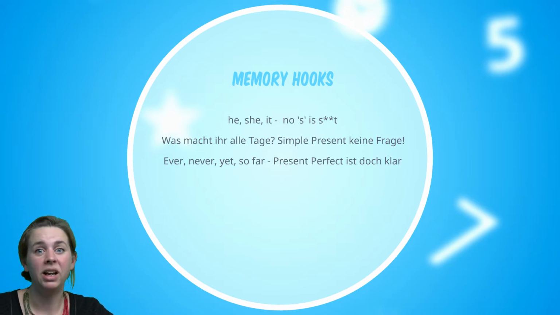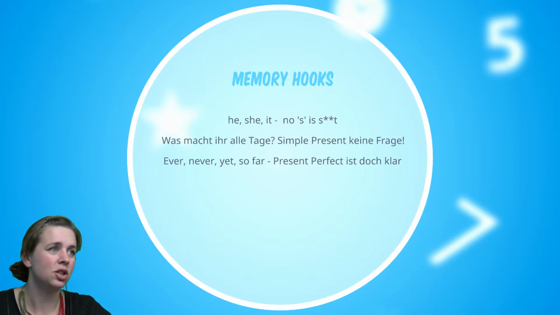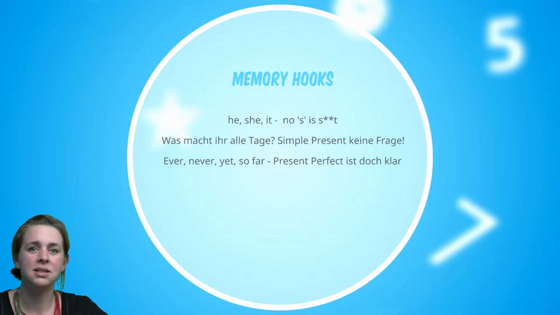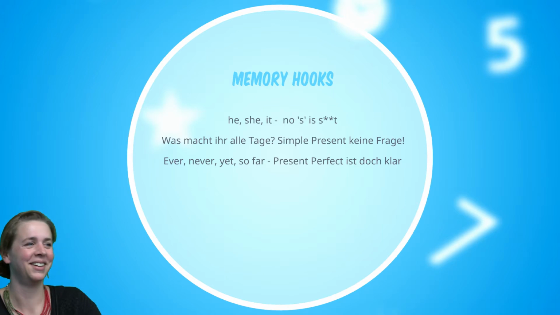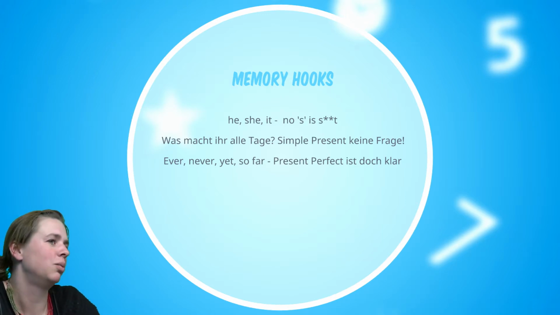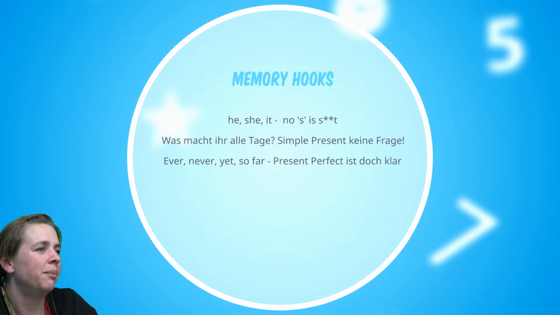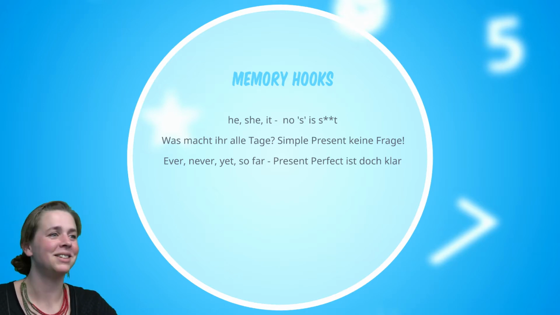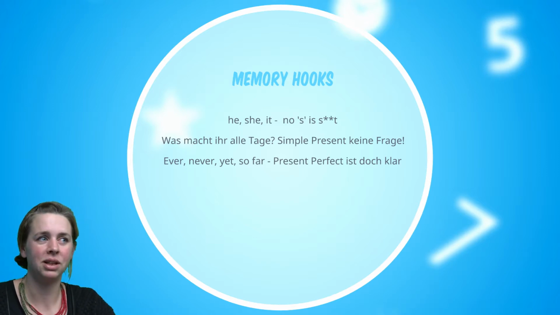So what I found here, I searched through the internet. In German, it's like he, she, it, das S muss mit. In English, it's he, she, it, no, S is sh. You know what I'm saying, yeah? Or, you can say, no, you can't say that word in a live stream. Okay. Or, was macht ihr alle Tage ist simple present, keine Frage. Or ever, never, yet, so far, present perfect ist doch klar.